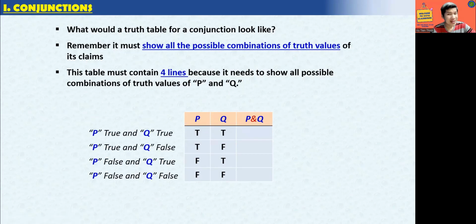Right? Now let's come back to the feature of conjunctions. Conjunction is true when both of the claims are true. Then true, true, it is true. One of the claims is false, then it's false. True, false, false. False, true, false. False, false, false.